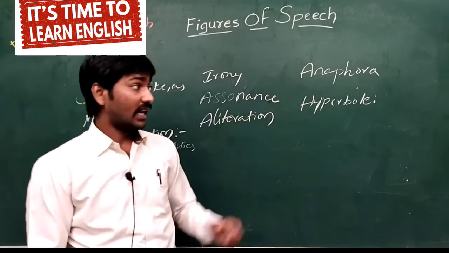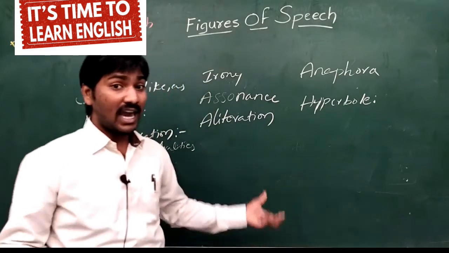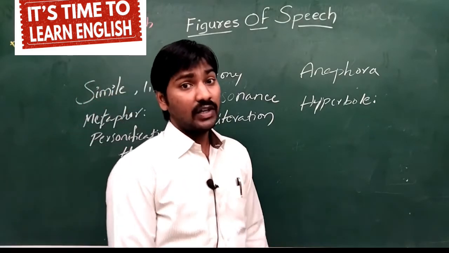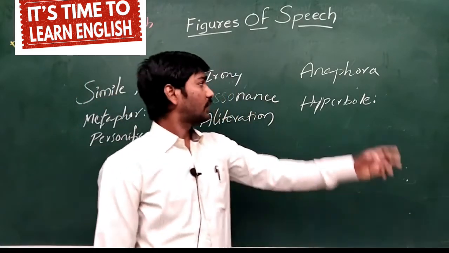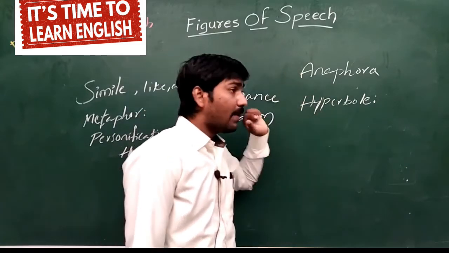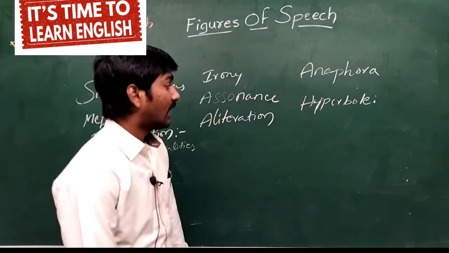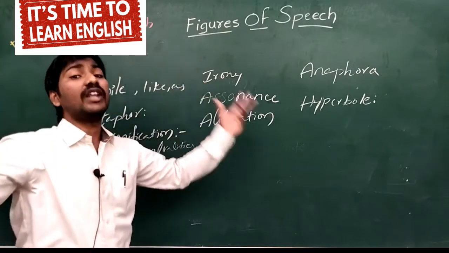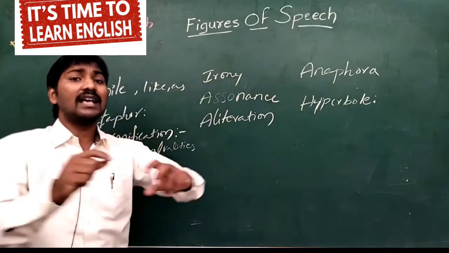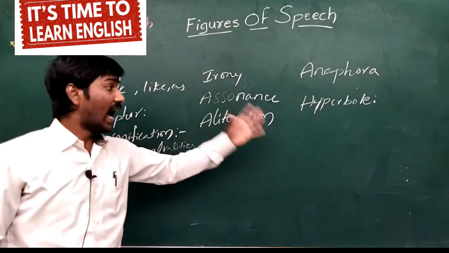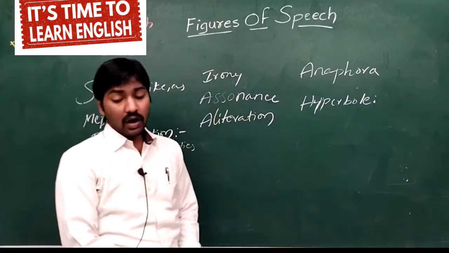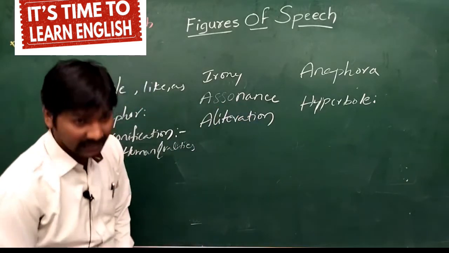For example, my English, my life. I came, I saw, I conquered, which was said by Julius Caesar. So those are anaphora. Hyperbole is nothing but exaggeration, saying a small thing as a bigger one. So these are all the types we discussed in today's class, that is, figures of speech.